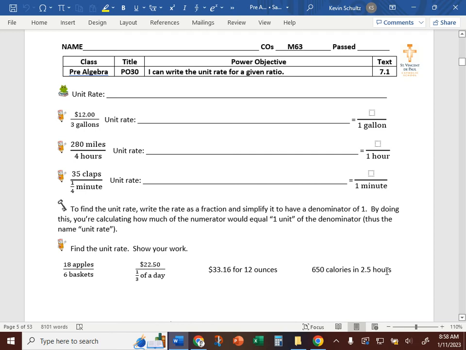We are going over PO30, which is writing the unit rate for a given ratio. We already know that a ratio compares what? A ratio compares what? Part to a part. Very good. A part to a part.